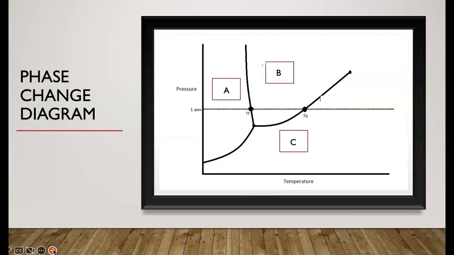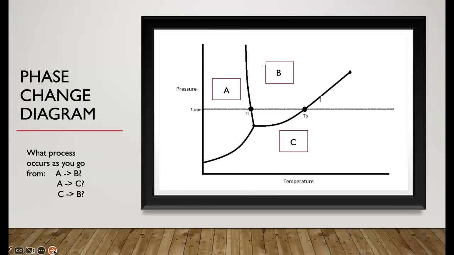You also need to know about the phase change diagram. Now, I like this phase change diagram because you can see where 1 atmosphere of pressure is. And so you need to know A, B, and C. Hopefully you're thinking A is a solid, B is a liquid, and C is a gas. And you are exactly right. You also need to know what happens when you go from A to B, A to C, C to B, for example. Actually, all of them.